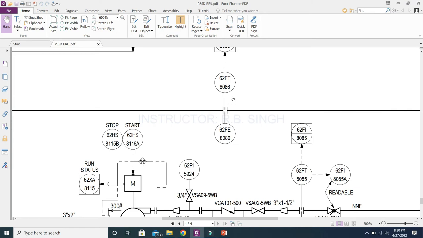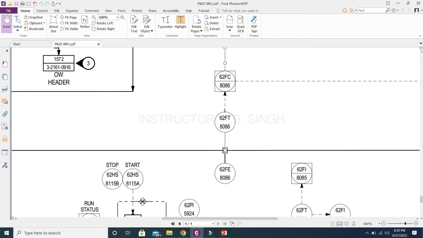And where is the tag number? Tag number for the element is 62FE8086, and for the transmitter it is 62FT8086. So this is the flow transmitter and this is the flow element. What is the flow element? Orifice type. Then a signal is going from the transmitter to the control system. So this is the process control system. Signals from the transmitter are going to this control system. A tag will be created in the control system, and it is known as 62FC8086.